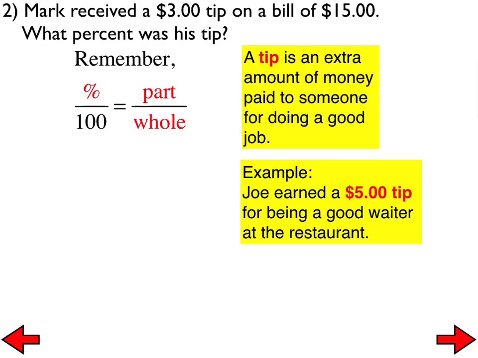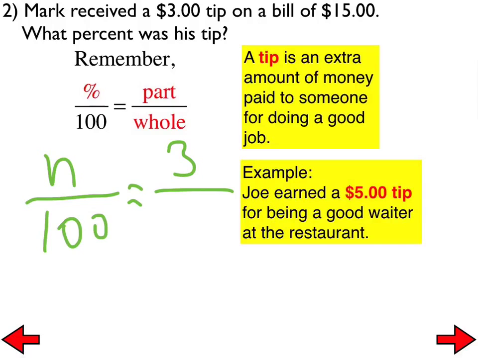So remember, percent over 100 equals part over whole. In this word problem, do you see that percent sign anywhere? Or the word percent anywhere? With the number? No, we don't know what that percentage is, so we're going to put our variable there. Is 3 the part or the whole? The part. And then 15 is the entire bill, so that's the whole number. Go ahead and solve this proportion.